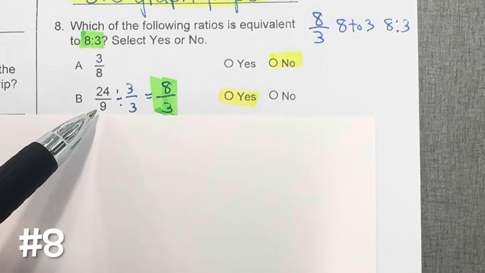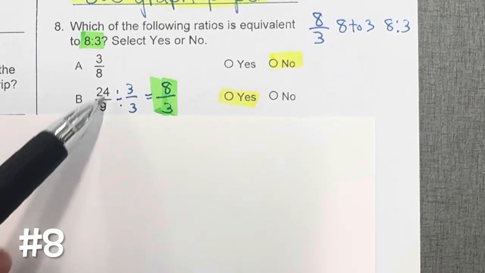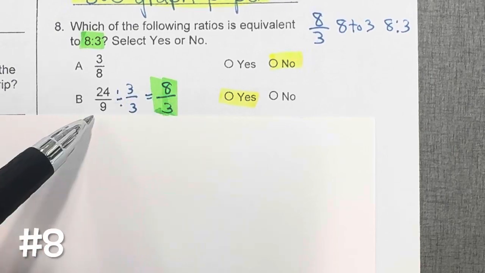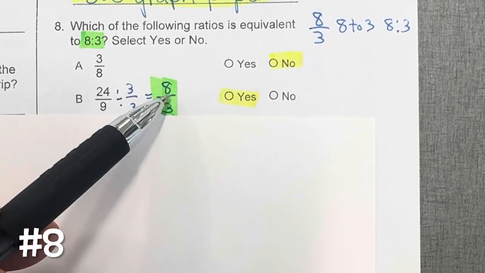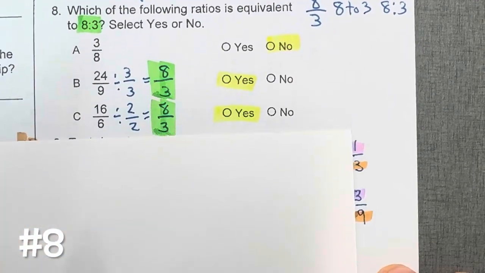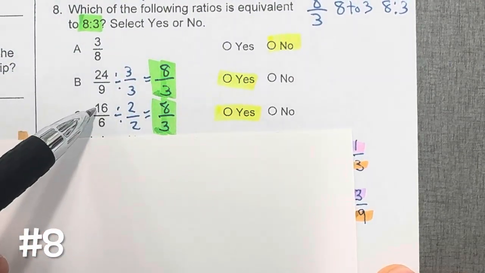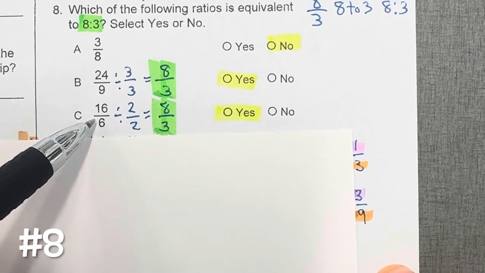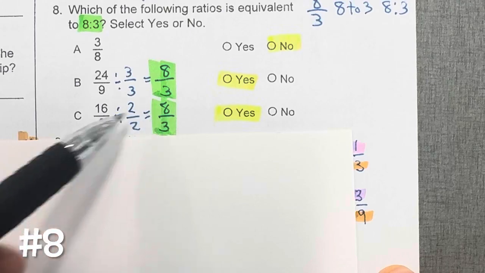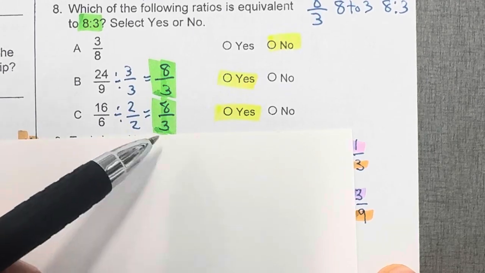24/9 is equivalent, because if we divide it by a giant 1 of 3s, 24 divided by 3 is 8. 9 divided by 3 is 3, and we get 8:3. And C is also equivalent, because we can divide 16 to 6 by a giant 1 of 2s. 16 divided by 2 is 8. 6 divided by 2 is 3.